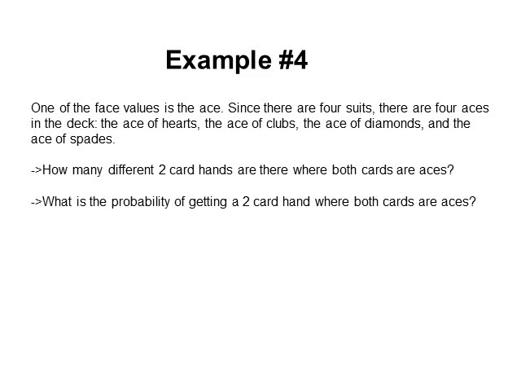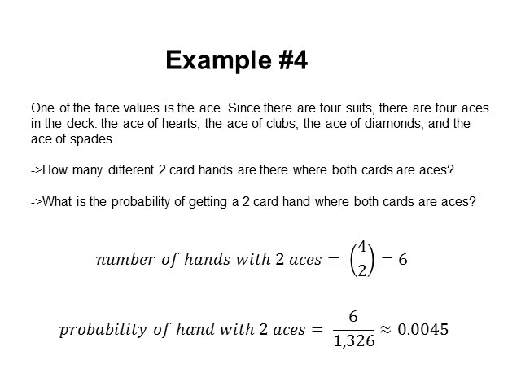We must first count the number of possible 2-card hands of 2 aces. Like before, repeats are not allowed and order is not important. There are only 4 aces in the deck, and we need 2 of them, so there are 4 choose 2, or 6 hands with 2 aces. To find the probability of such a hand, we divide this number by the total number of possible 2-card hands to arrive at our answer.